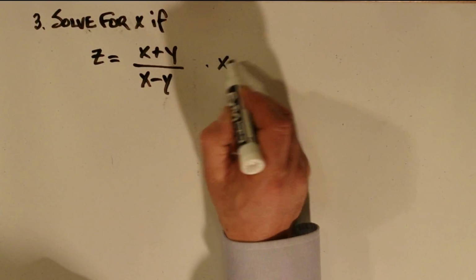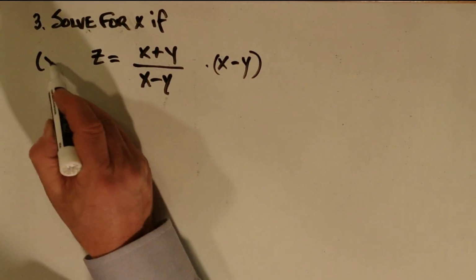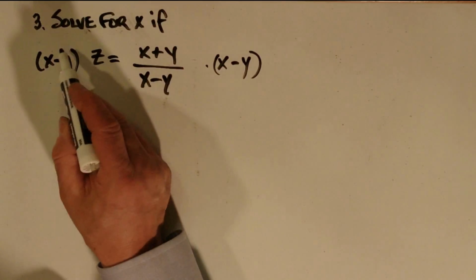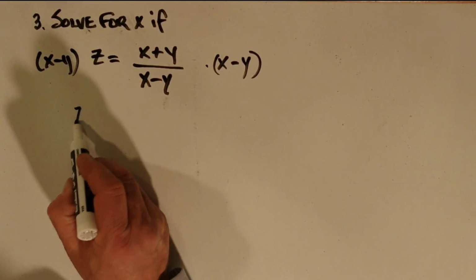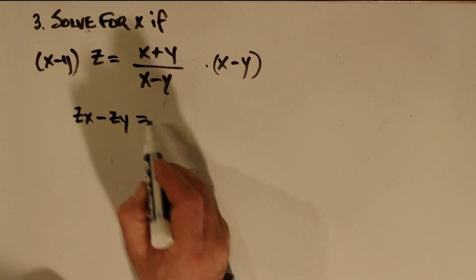The third problem, solve for x if z is equal to x plus y divided by the quantity x minus y. The first thing we want to do is clear the denominator, so we multiply both sides of the equation by the quantity x minus y. When we do that, we have zx minus zy is equal to x plus y.